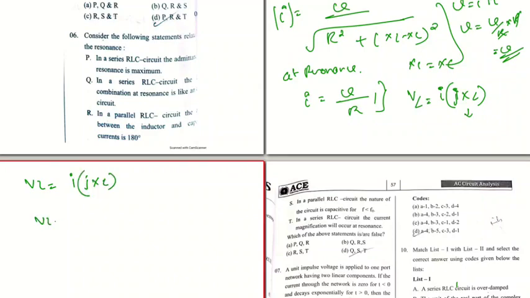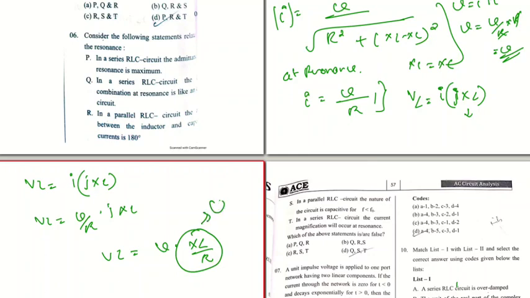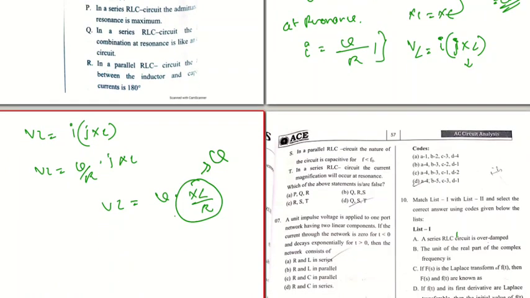Instead of I we write V divided by R, into jXL. Taking the magnitude, j will go, and the rest will be V into XL divided by R. This XL divided by R is actually our quality factor, right? That means VL equals Q into V. That is, our input voltage is magnified by a factor of Q. And similarly, when we do the analysis for our capacitor, we will get Q into V as well.